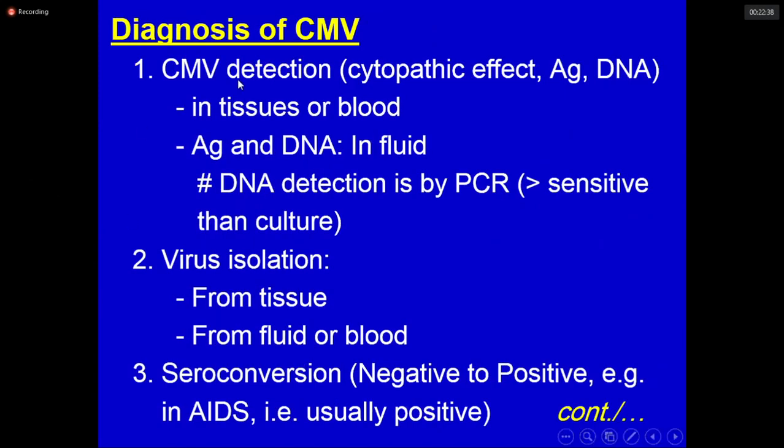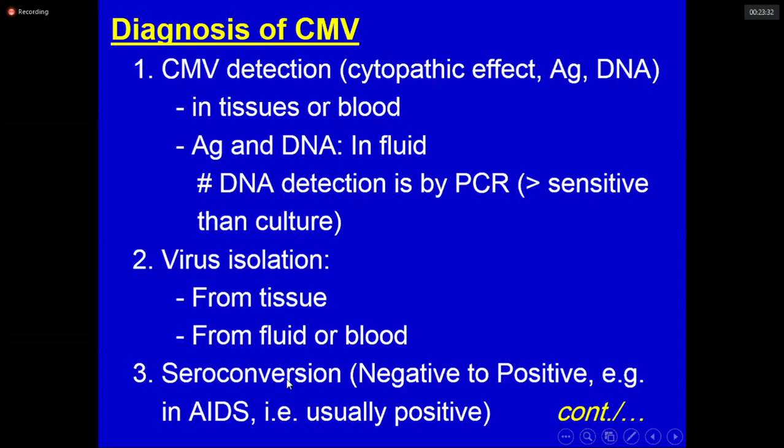Diagnosis, detection of CMV. It has cytopathic effect. You detect the antigen, you detect the DNA of the virus. Where do we detect them? In tissues, for example kidney transplant, or in the blood. The antigen or DNA can be detected in the fluids that I have mentioned, semen, urine, etc. DNA detection can be done by PCR. Most viruses have their nucleic acid detectable by PCR, which is more sensitive than culture. Viral isolation from tissues, fluid or blood can be done in tissue culture.